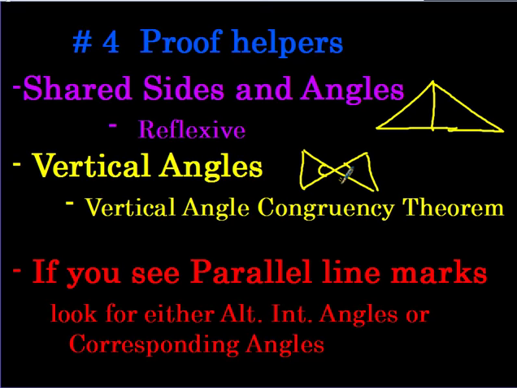And if you see the parallel line marks, you basically want to look for either alternate interior angles or corresponding angles. Also, I want to remind you that if at any point you're proving lines parallel or you're proving angles congruent instead of the triangles, you're going to end up using CPCTC in order to do that. Corresponding parts of congruent triangles are congruent.